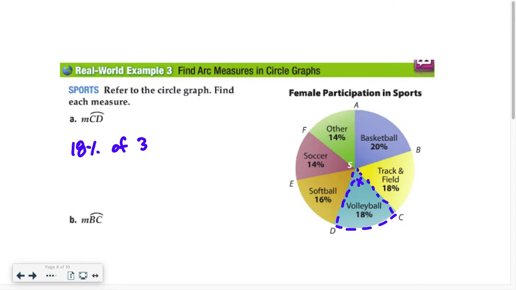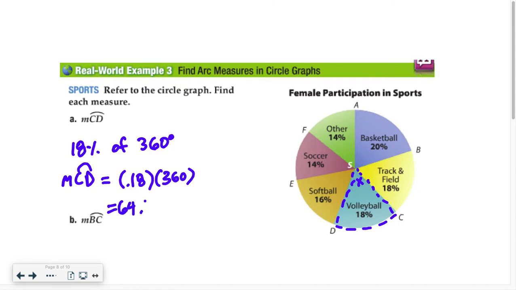So it's 18% of 360 degrees. If you're trying to find the measure of that arc, that's going to be equal to 18% as a decimal, 0.18, times 360. Okay, 0.18 times 360 is 64.8 degrees. That's the measure of arc CD.